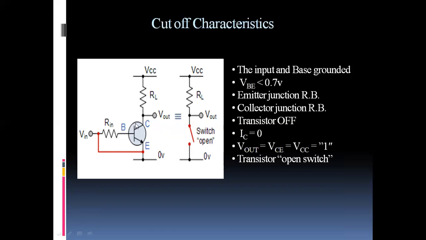And because the input voltage is 0, the current IB equals 0, the transistor becomes off and the collector current equals 0. In this way the transistor acts as an open switch, and because of that the Vout we are getting is equal to VC, which equals VCC, which is 1. It means whenever Vin equals 0, we are getting Vout equals 1. So we see how this circuit acts as a switch: we apply Vin 0, we get Vout 1.